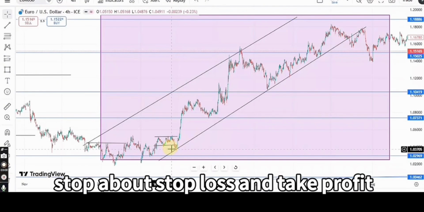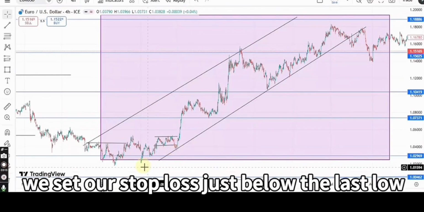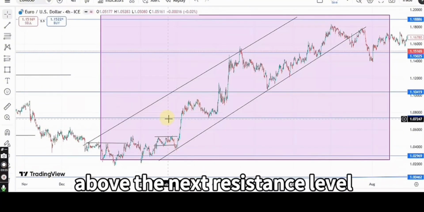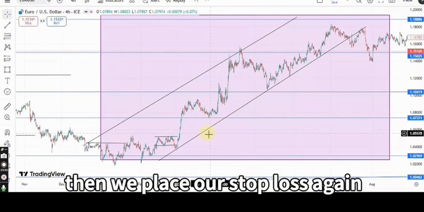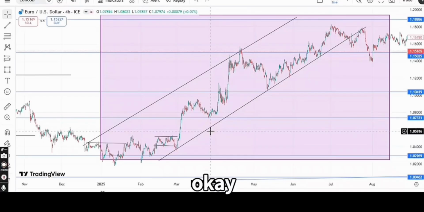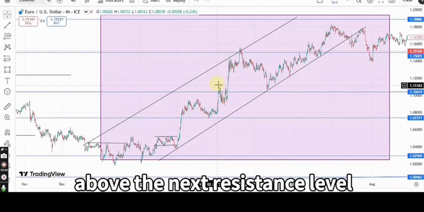Now, stop loss and take profit. When we enter the market here, we set our stop loss just below the last low, then our take profit above the next resistance level. Then it returned. Then we place our stop loss again. If we enter the market here, place our stop loss somewhere here, then our next take profit above the next resistance level.